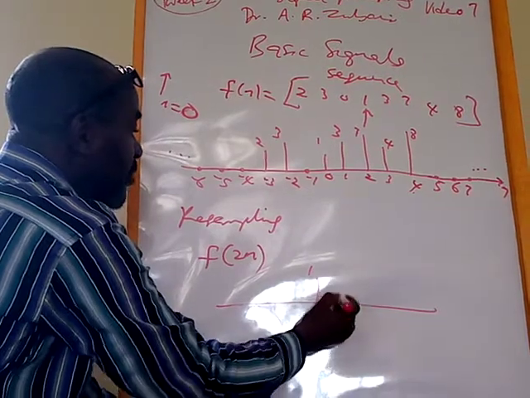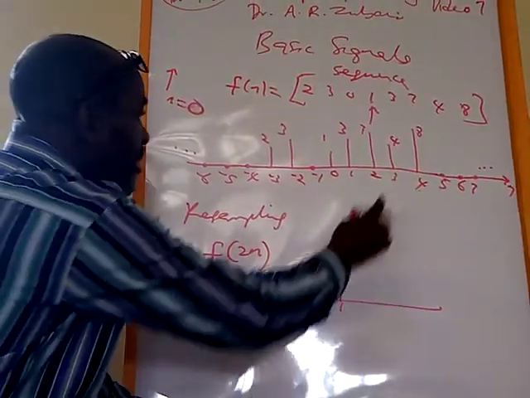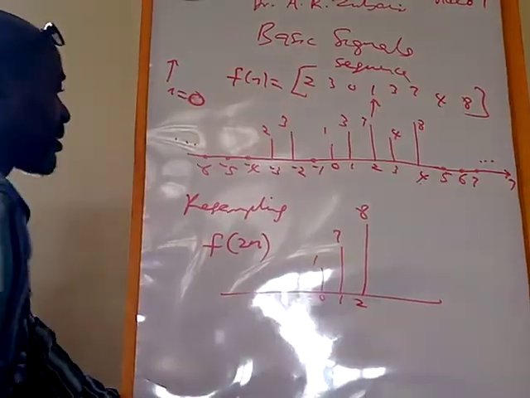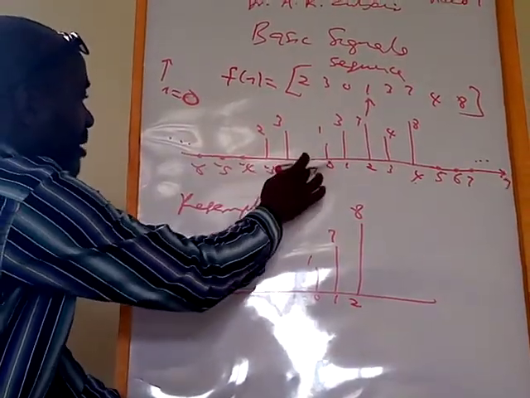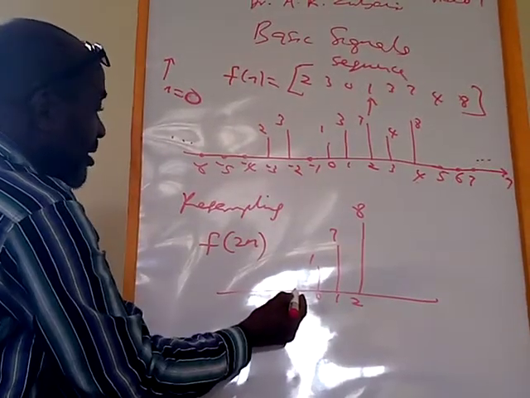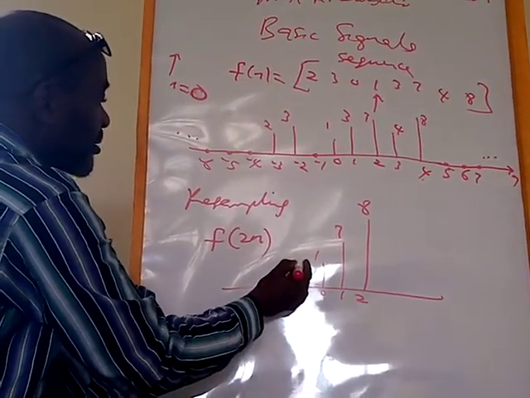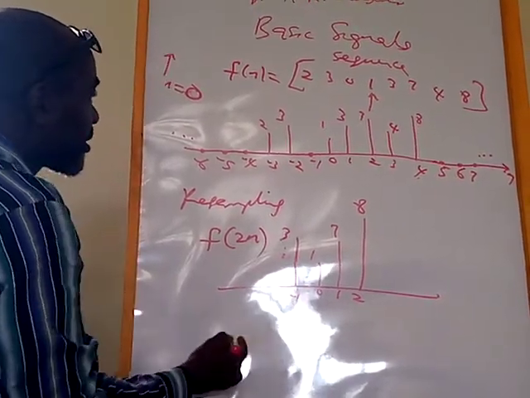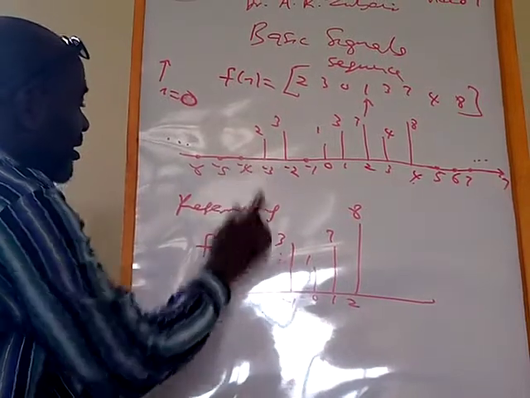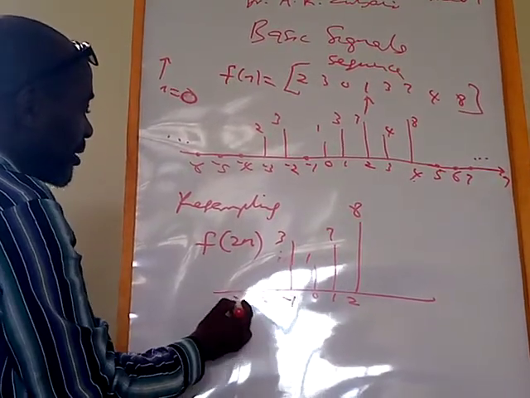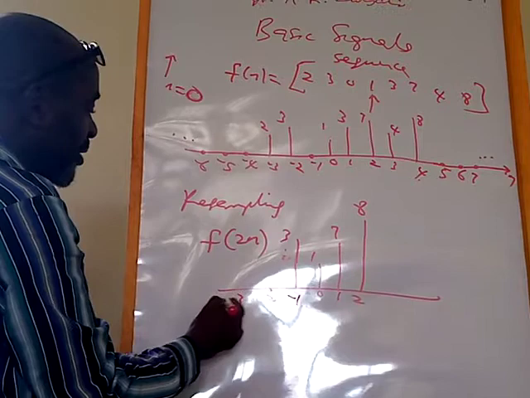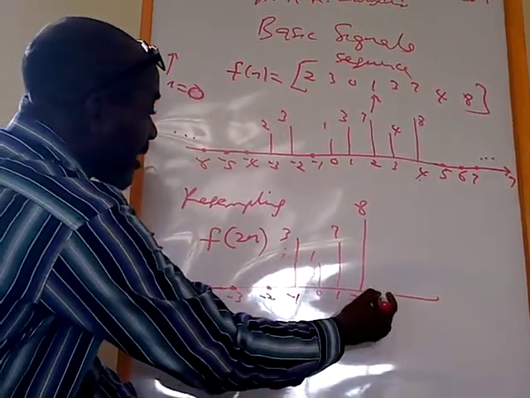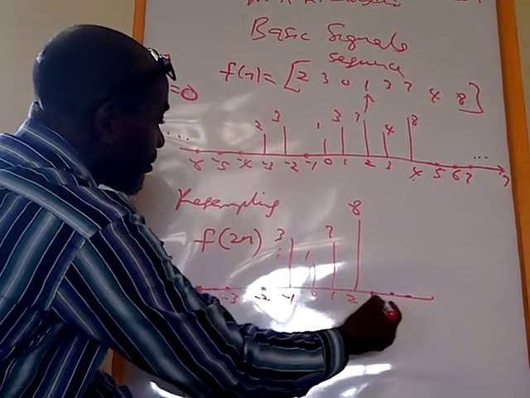The next sample is going to be 7. I will skip 1. I will write 2 here. The next sample is going to be 8. On this side too, I will skip 1. I will take this one. The next sample is going to be 3, and that will be at minus 1. I will skip 1. The next is 0, sorry, minus 2, minus 3, minus 4. This thing will be 0 at 3, 0 at 4, 0.